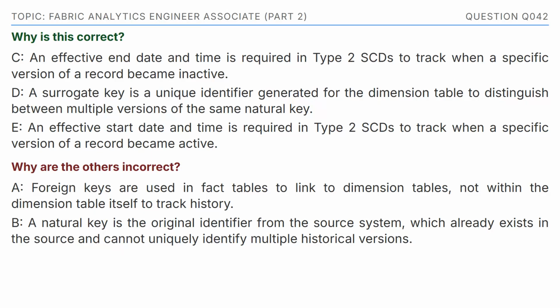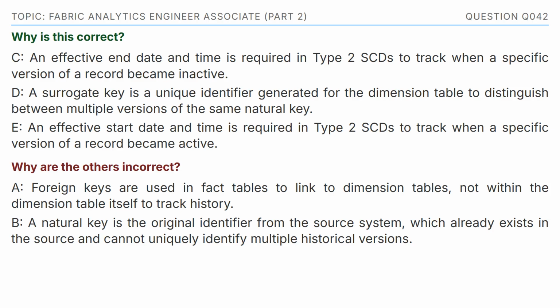Why is this correct? C, an effective end date and time is required in Type 2 SCDs to track when a specific version of a record became inactive. D, a surrogate key is a unique identifier generated for the dimension table to distinguish between multiple versions of the same natural key. E, an effective start date and time is required in Type 2 SCDs to track when a specific version of a record became active.